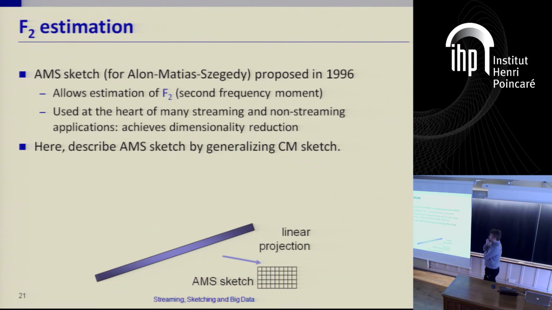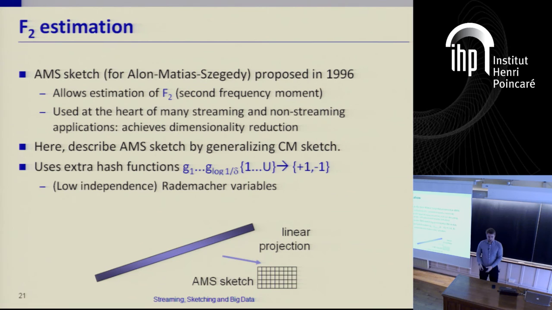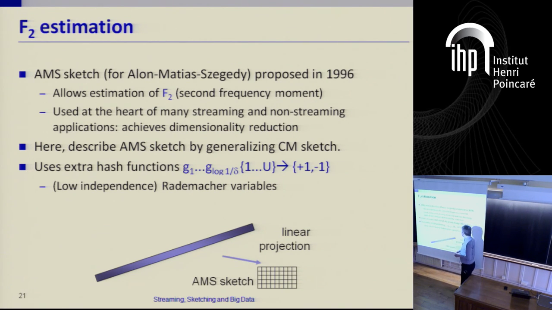Okay, so here's the AMS sketch, the Alon, Matias, and Szegedy sketch, a variant of it. I'll introduce it by being lazy, by just taking the sketch I've already shown you and tweaking it to get something that gives their result. So what's the tweak? The tweak is we need some extra hash functions, again one for each row. So a function g1 for row 1, g2 for row 2, that maps from our universe just to plus 1 or minus 1. If we want to impress our friends, we'll call these Rademacher variables, a fancy name for plus 1s, minus 1s, with probability about half-half.